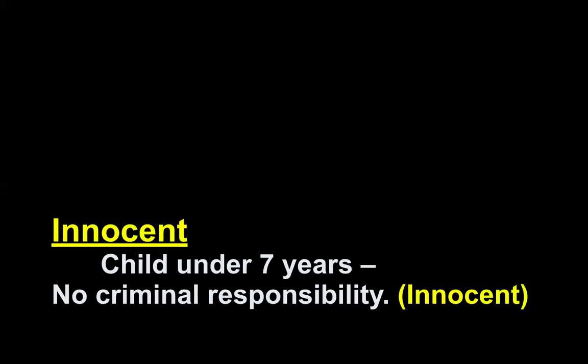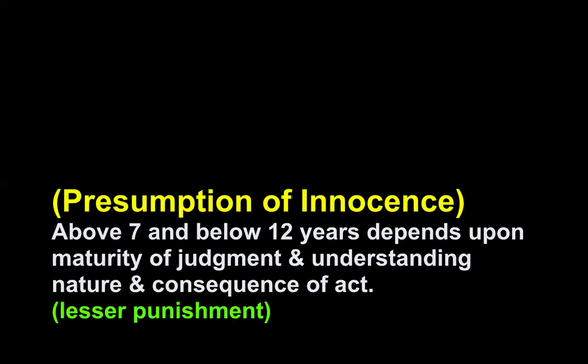Now, when we talk about ages in reference to criminal responsibility: a child under the age of 7 years is presumed to be innocent, and no criminal responsibility can be fixed below the age of 7. Then the age of presumption of innocence is between 7 and 12 years, but the law will try to know if the child is mature enough physically and mentally to understand the consequences of the act. If so, he is not innocent, and punishment will be awarded, but it will be lesser punishment.